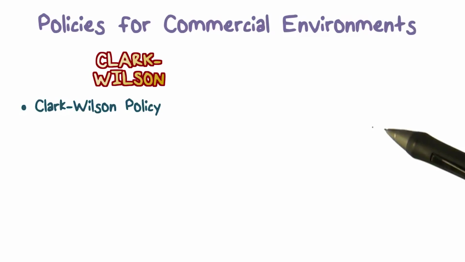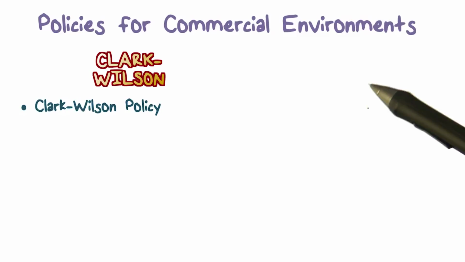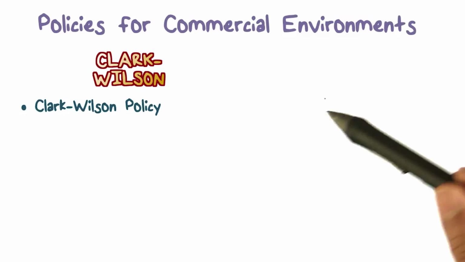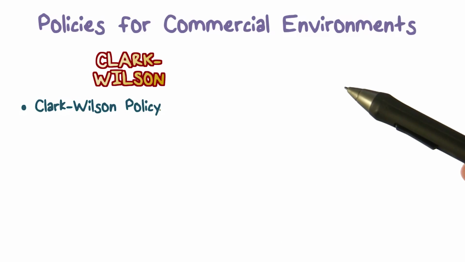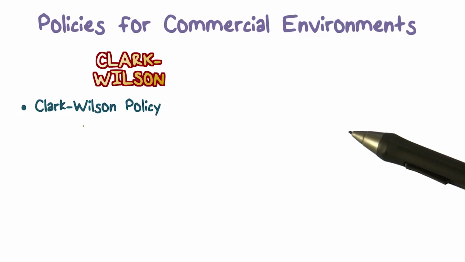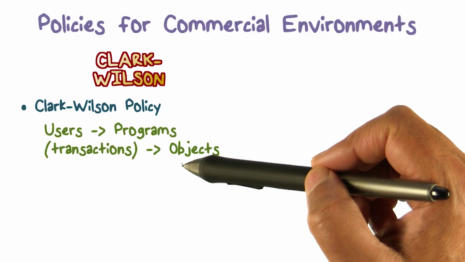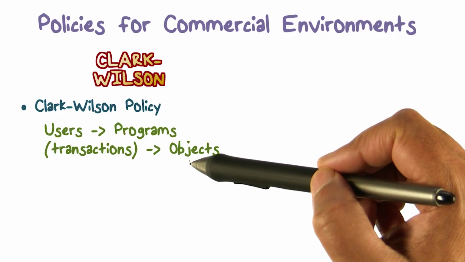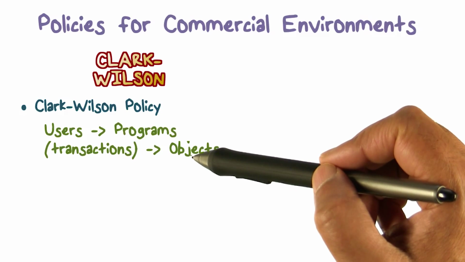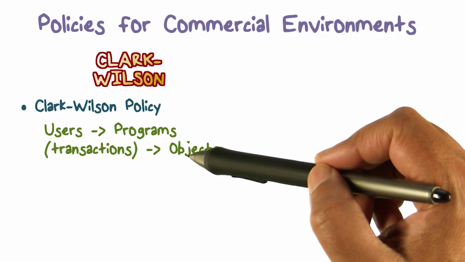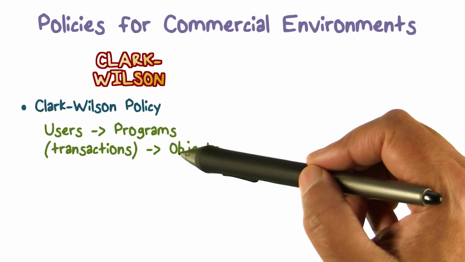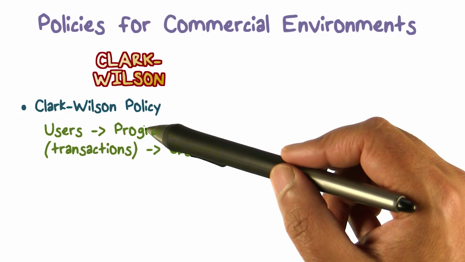So we're going to look at two different policies or models that make sense for commercial environments. We're going to start with what is called the Clark-Wilson policy. The Clark-Wilson policy says that users should be able to access certain programs or applications. Objects are constrained, and certain objects can only be accessed by certain programs.